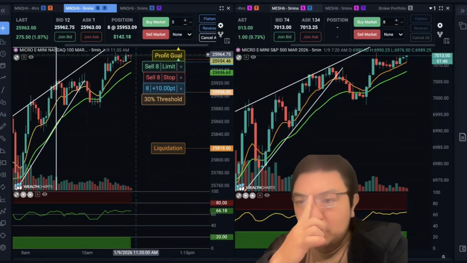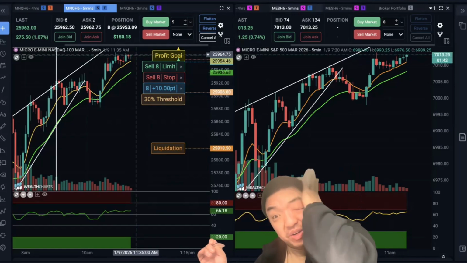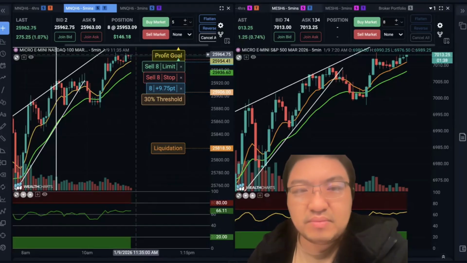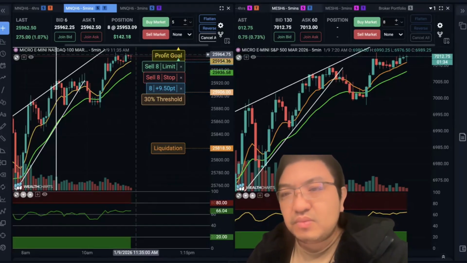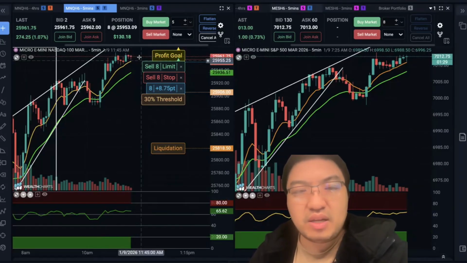But ES already shows some upward intention, but it's not a breakout. If it obviously breaks out, then I think okay, NQ gonna follow. So I'll probably add some position.